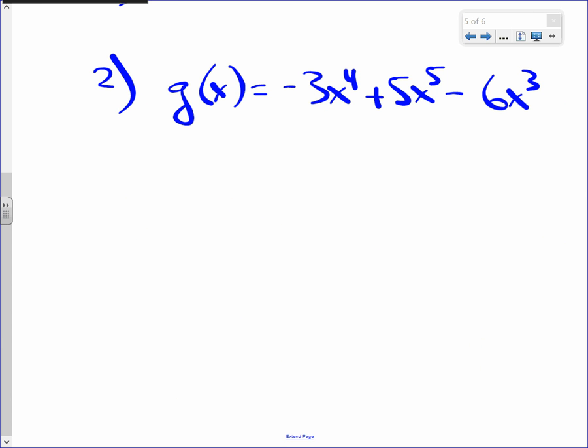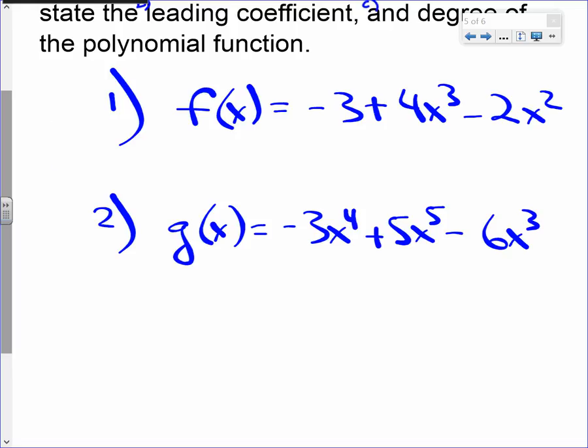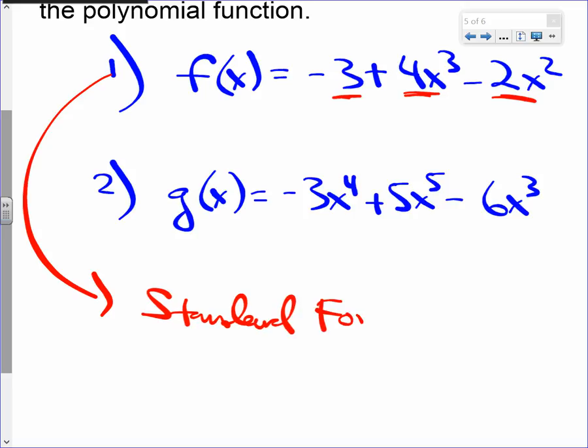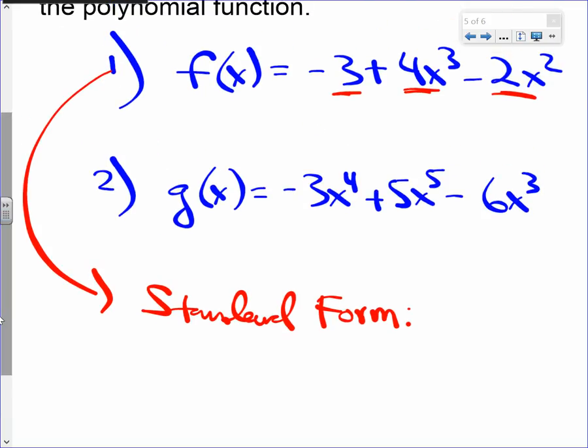So Vega's right. Standard form is rewriting the polynomial function so that the terms with the highest exponent come first. This one first, this one second, and this one doesn't have a variable, so I put that one third. So standard form. You're going to get some questions like this on assignment 14 when you go to Big Ideas. Standard form is, watch me rewrite f of x.